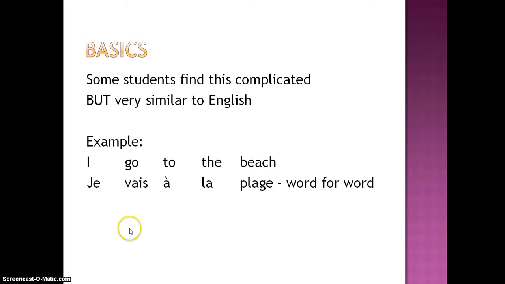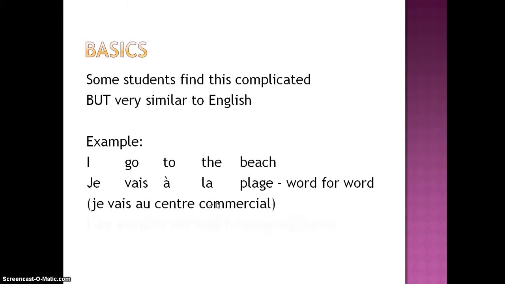Exactly the same. The complication comes here if we have a masculine place that we're going to. So je vais au centre commercial. But we need to know that à plus le squishes together and becomes au. But apart from that, it's basically word for word. Je vais au centre commercial. I go to the shopping centre.